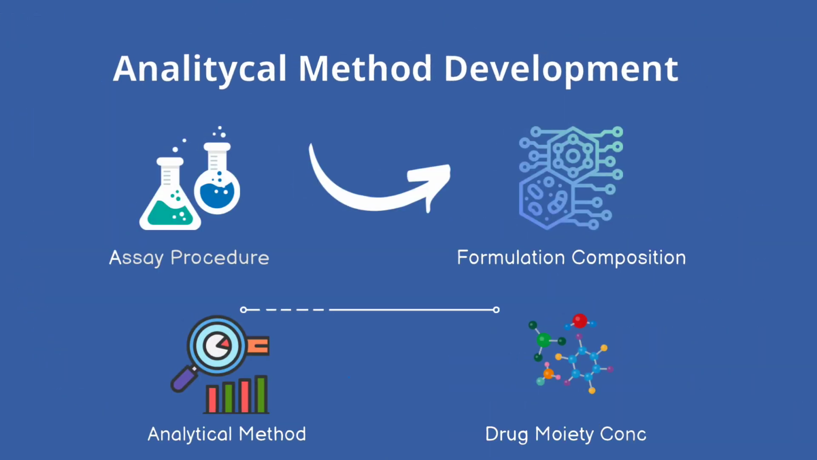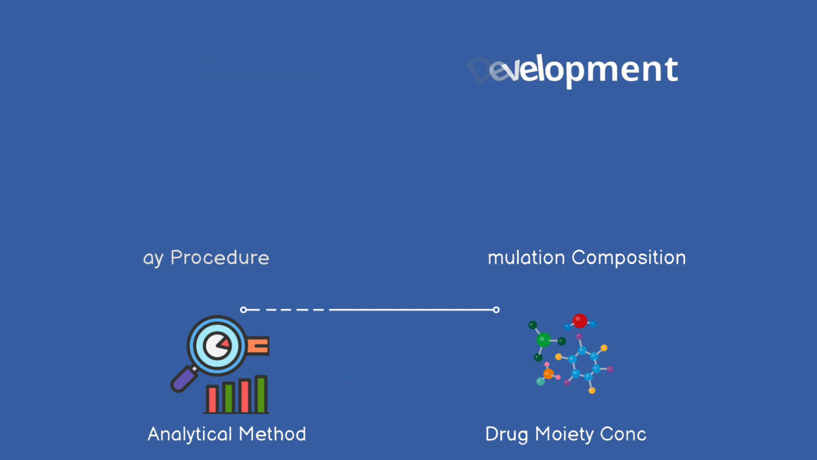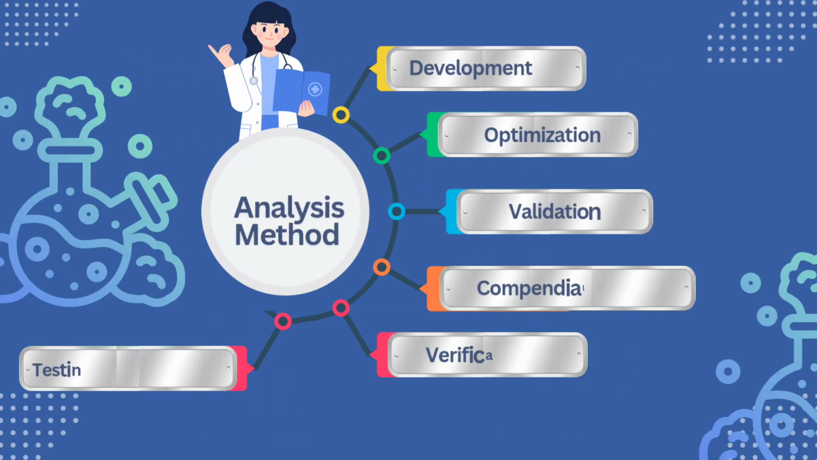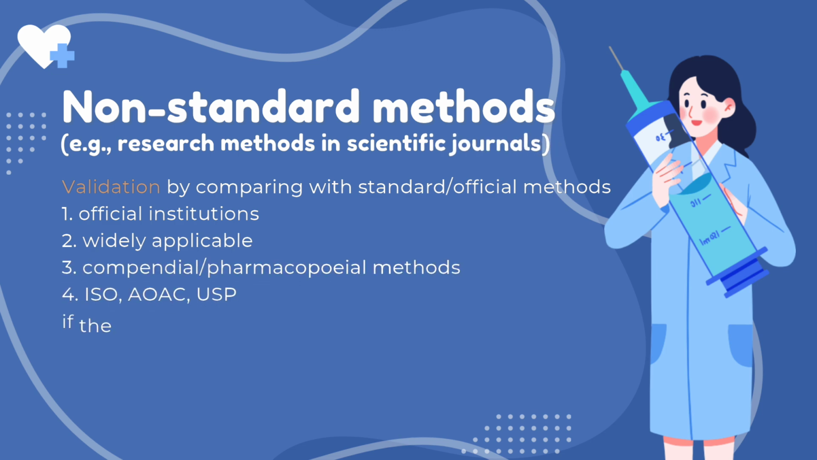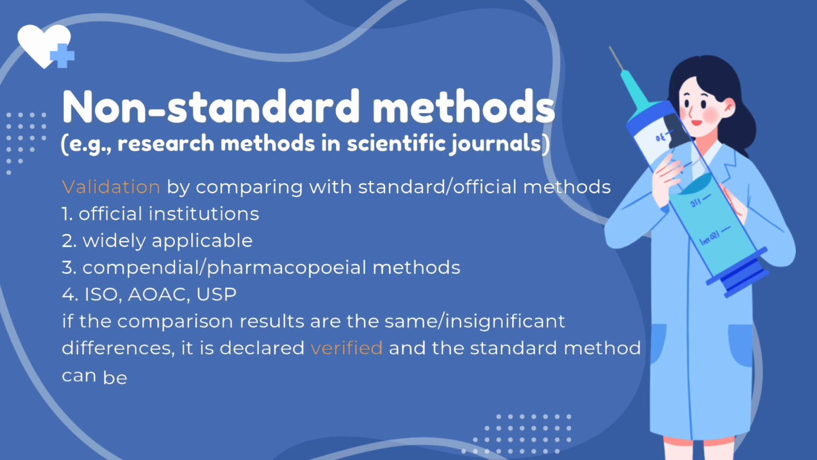Analytical method development is the process of selecting an accurate assay procedure to determine the composition of a formulation. It is the process of proving that an analytical method is acceptable for use in a laboratory to measure the concentration of a drug moiety. The analysis method goes from development, optimization, validation, compendial method, verification, and testing in the laboratory. For example, non-standard methods in scientific journals are validated by comparing with standard official methods.